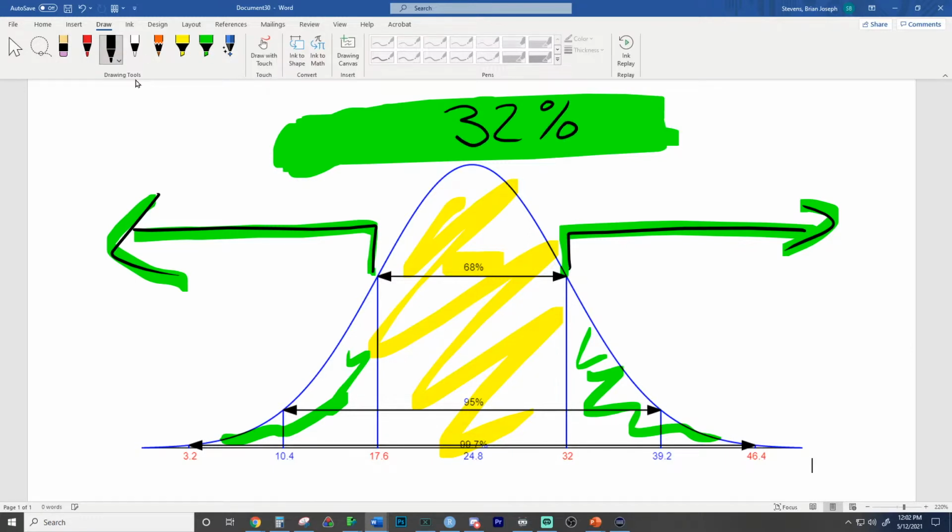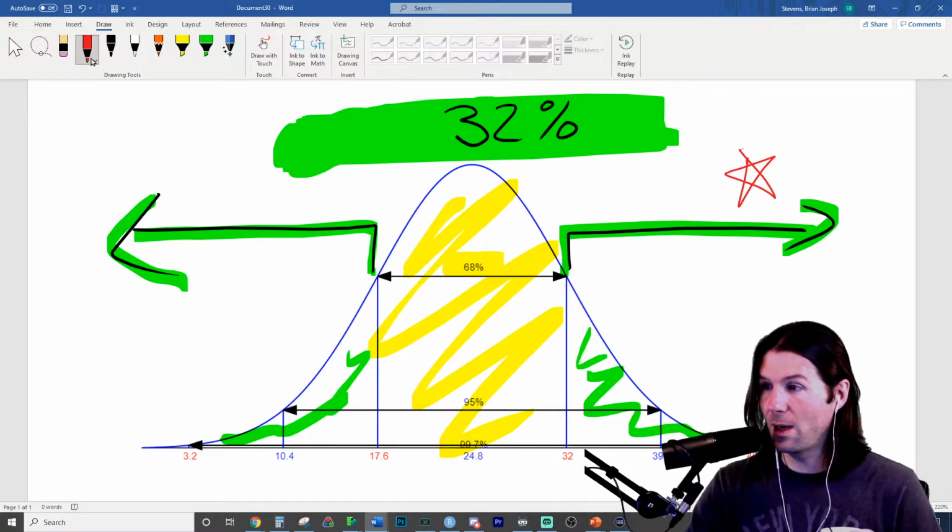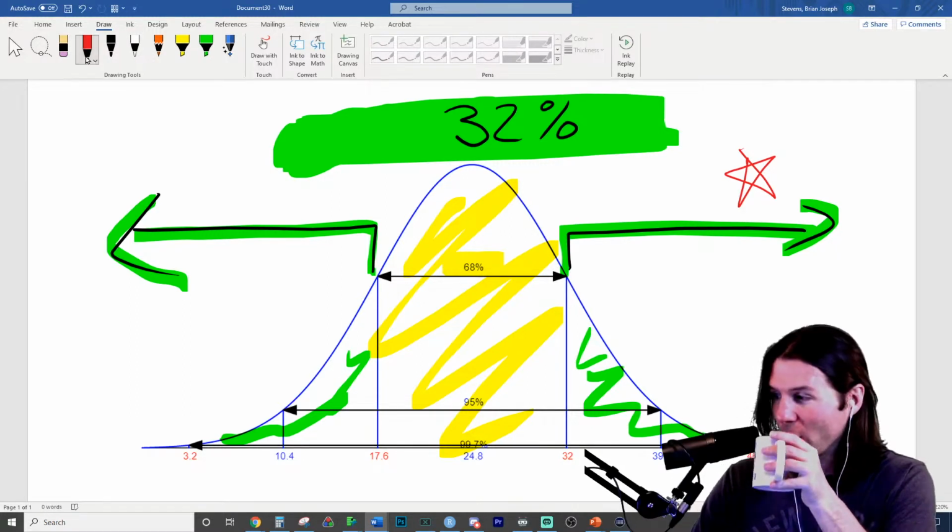So what's one of these arrows worth? We want to know this arrow right here. We're interested in this arrow. So what is that arrow worth right there? If both arrows add up to 32, what is that one arrow worth? Great job, Layla.